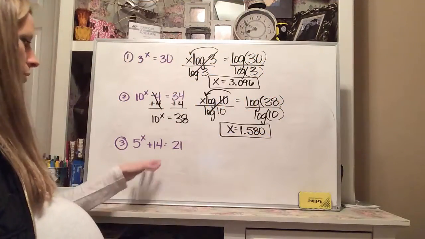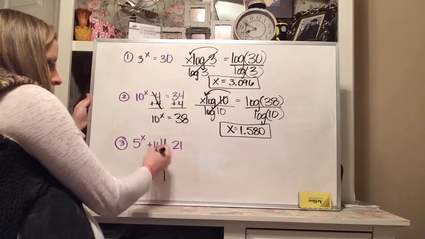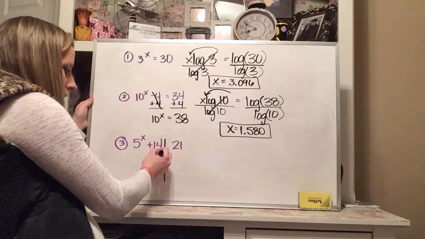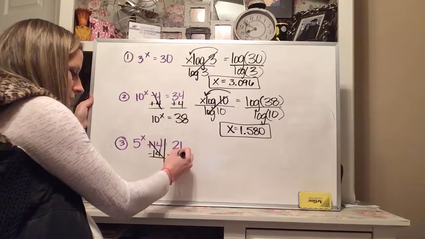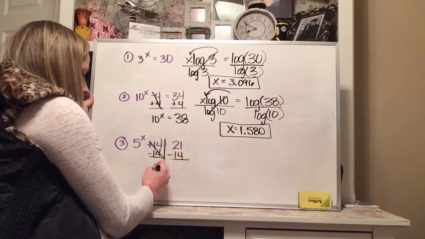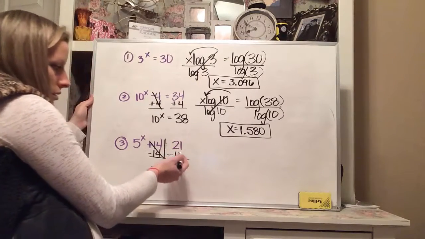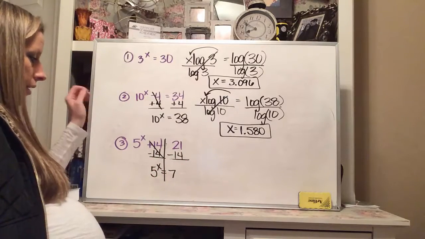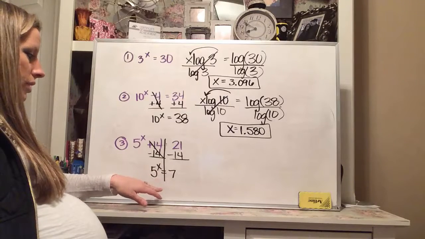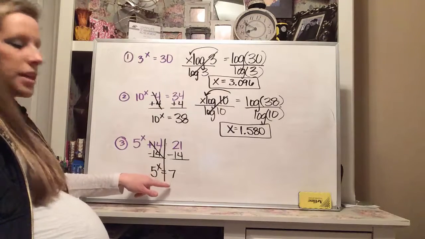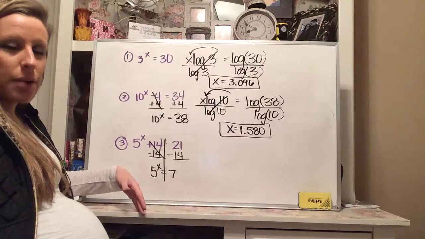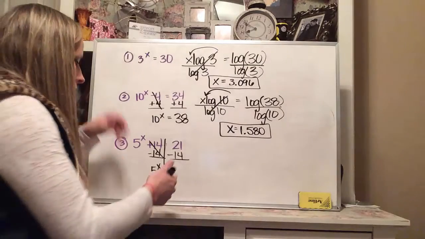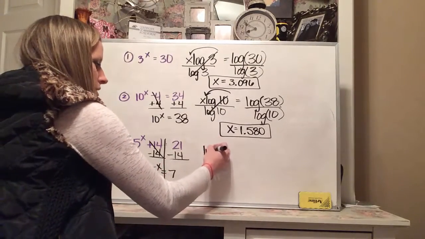Alright, so I'm going to work through number 3 pretty quick. You should have already tried to work it. I'm going to try to get 5 to the x power by itself, so I'm going to subtract 14. So 5 to the x power equals, let's see, 21 minus 14 would give me 7. The closest we can get to 7 would be 5 to the first power, but we don't have a whole number that'll give us 7. So the way we do it is we take the log of both sides.